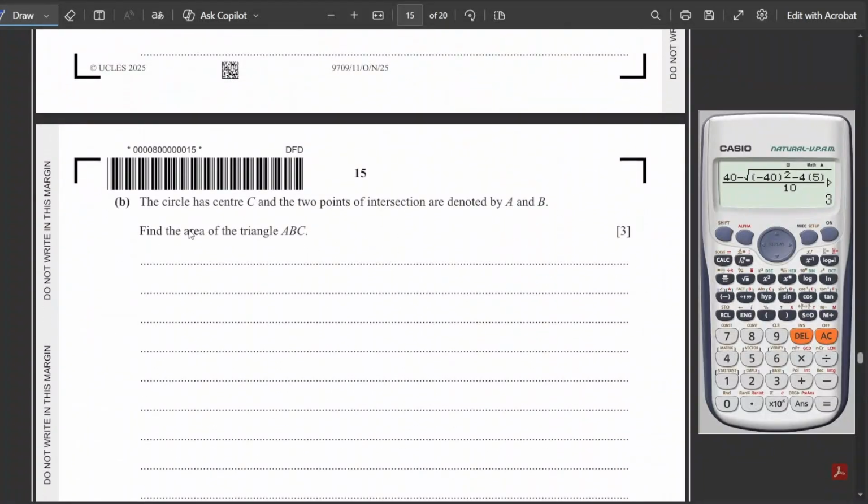Okay, part B says the circle has a center C, and the 2 points of intersection are denoted by A and B. So A could be the first point, B could be the second point. We just found out that one of those points we can say is 3 comma 2, and then point B is 5 comma negative 2. So I just selected points A and B based off of which one is more to the left side and which one is more to the right side. Since this one has x as 3, it's going to be to the left side, so I'm calling it A, and then this side has x as 5, so it's going to be to the right side, that's going to be B. So we have to find the area of the triangle ABC.